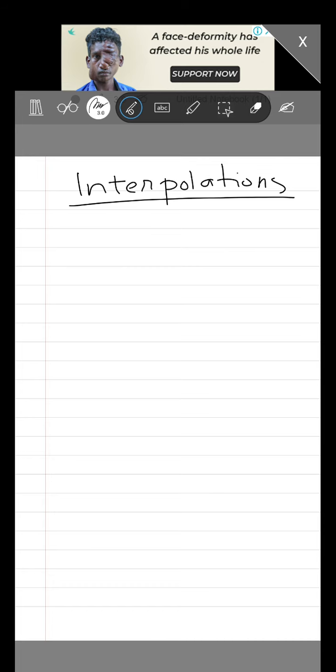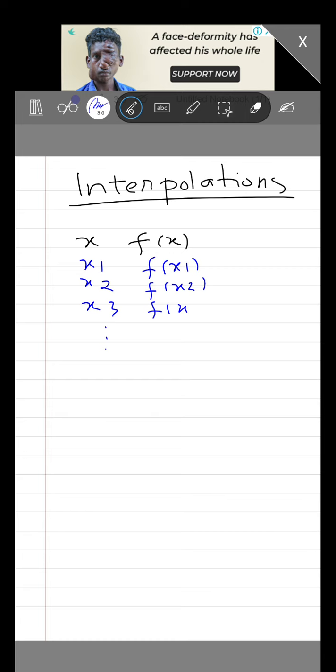Now, quite often a function may be represented as a table of values instead of closed form expressions. For example, if we have a function like x and f(x), that means for corresponding values of x, that is x1, x2, x3, and so on, we have f(x1), f(x2), f(x3), and so on.